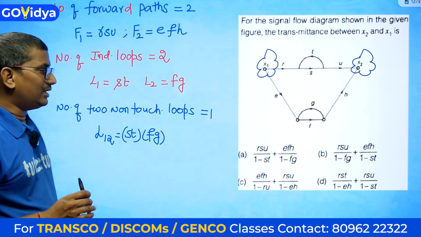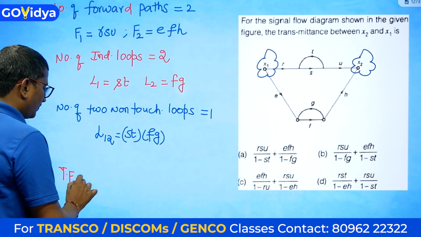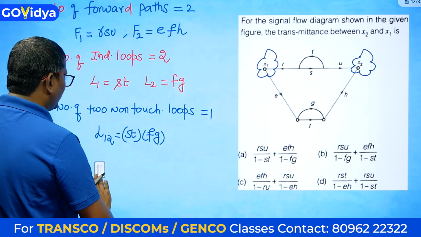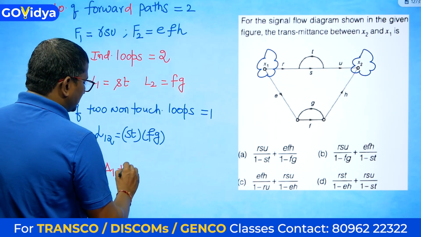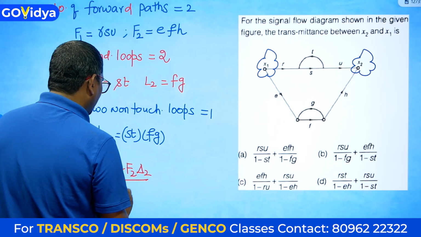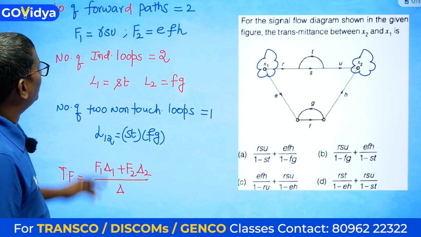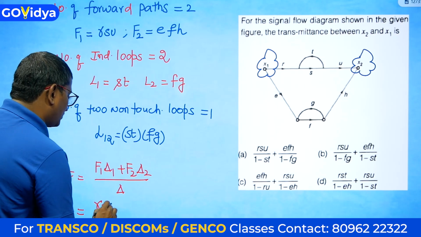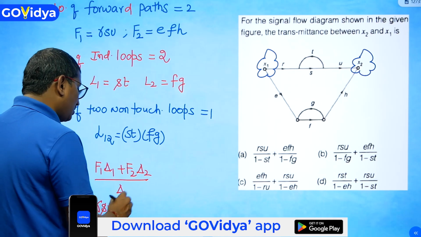Now what is the Mason's gain formula? Transfer function is equal to F1 delta 1 plus F2 delta 2, whole divided by delta. This is the Mason's gain formula. What is actually F1? RSU. What is delta 1? That is the question here.